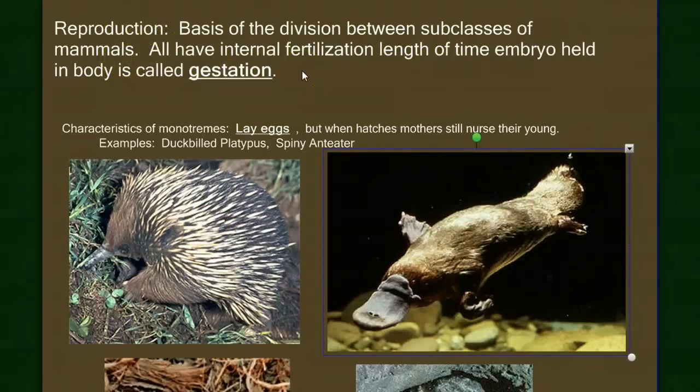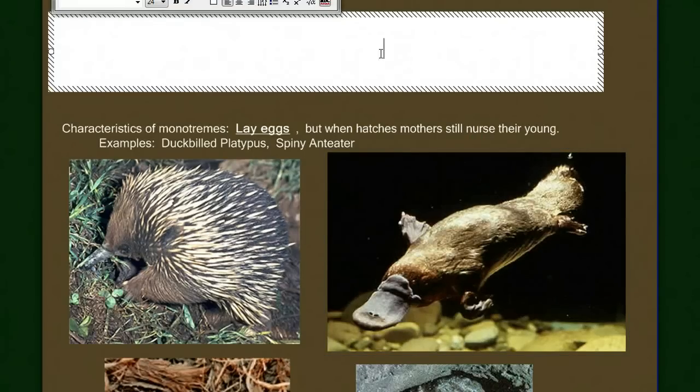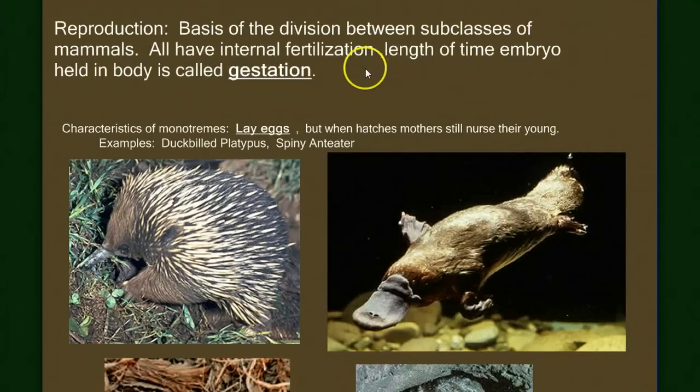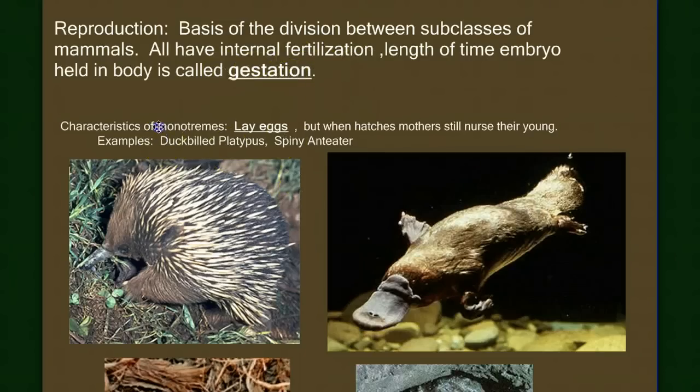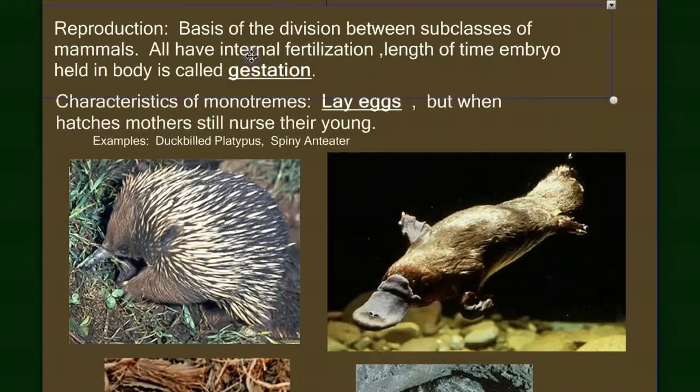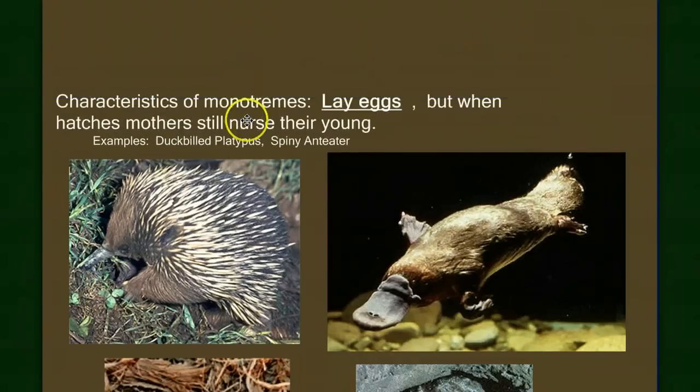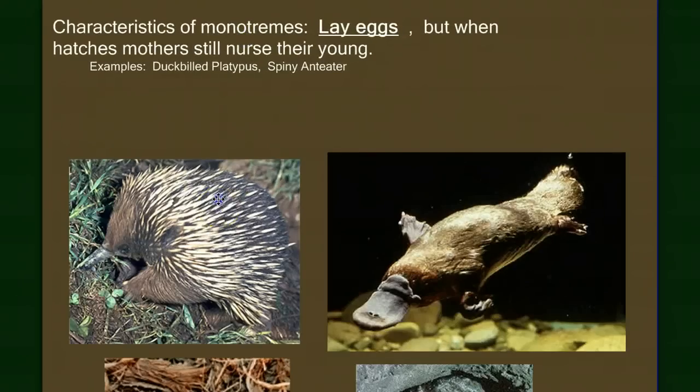All mammals have internal fertilization, but the length of the time that the embryo is held in the female's body is called gestation, and that's very different for the different groups. So let's look at our first subclass, the monotremes. The monotremes are the egg-laying mammals.